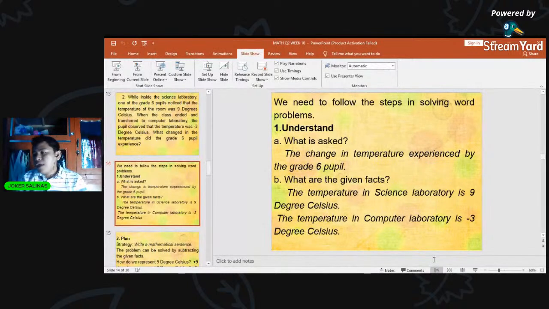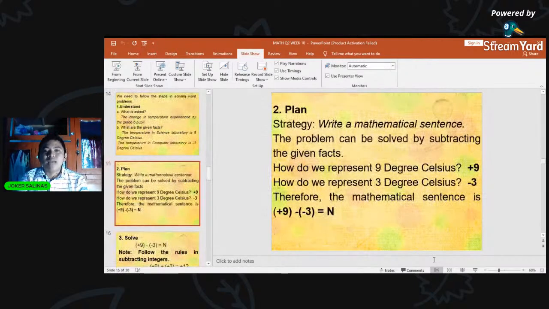Therefore, we need to have a plan. In planning, we need to write a mathematical sentence and identify the operation that we're going to use. Our problem can be solved by subtracting the given facts. So it is a subtraction.